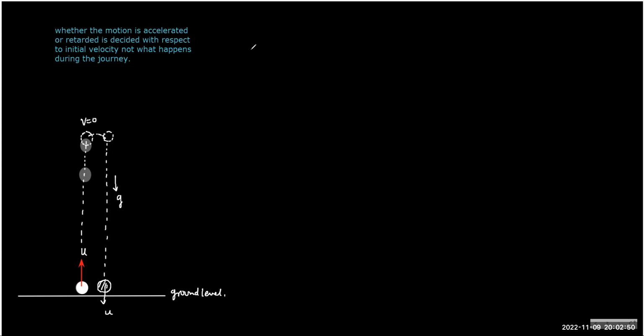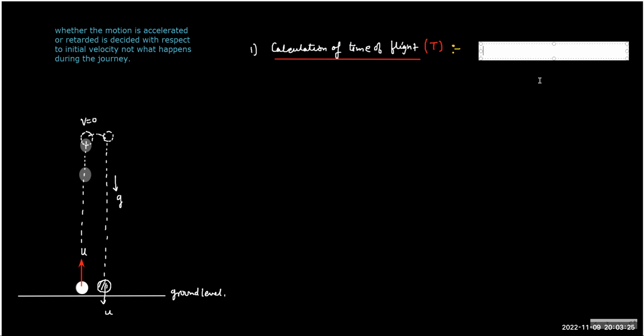So the first question that they will ask you is the calculation of time of flight. Calculation of time of flight, which we represent by capital T. And before we derive it, we should define it. So tell me, guys, what should be the definition of time of flight? What is time of flight?